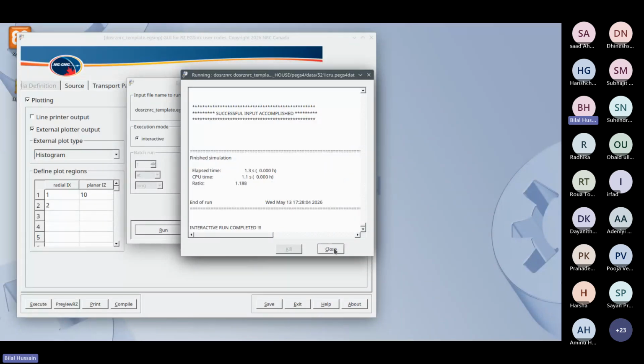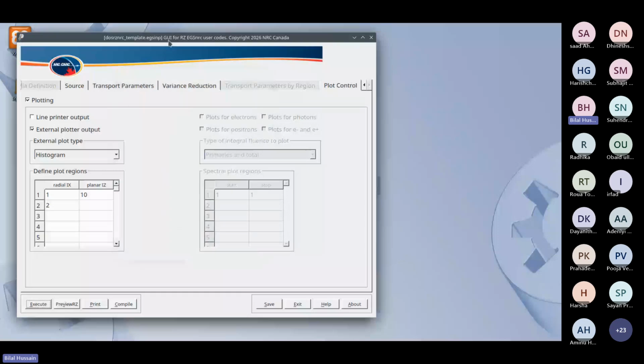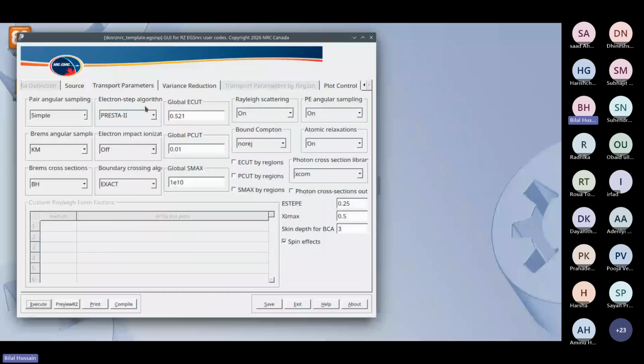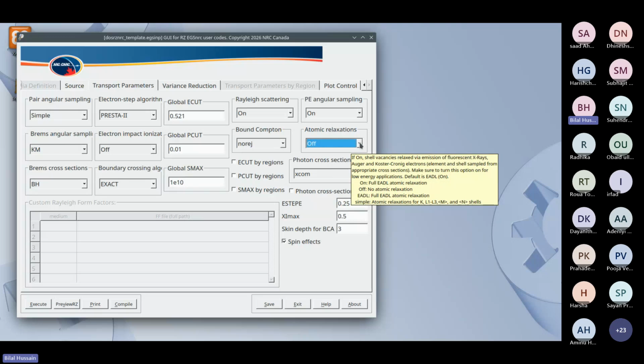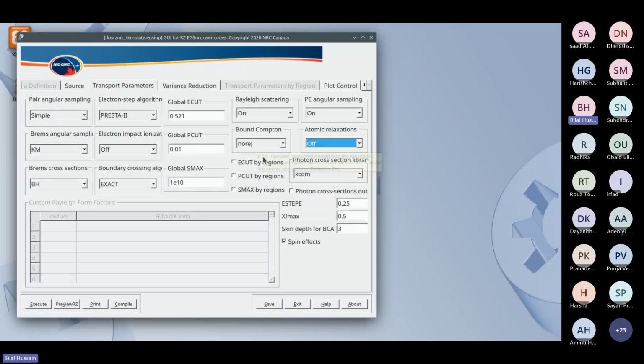But here I just wanted to show you how the transport parameters are useful, what type of thing, how to choose this, what type of choice you have. E cut, P cut, everything we'll deal with later. Atomic relaxations, whether you want atomic relaxations, a simple relaxation you want. I told you just simple atomic relaxation. Suppose you want to reduce the run time of the particular code, I can say off, so time will be less. That's the reason I should first know what I'm doing here. Once you know the physics behind this, I can easily control this.